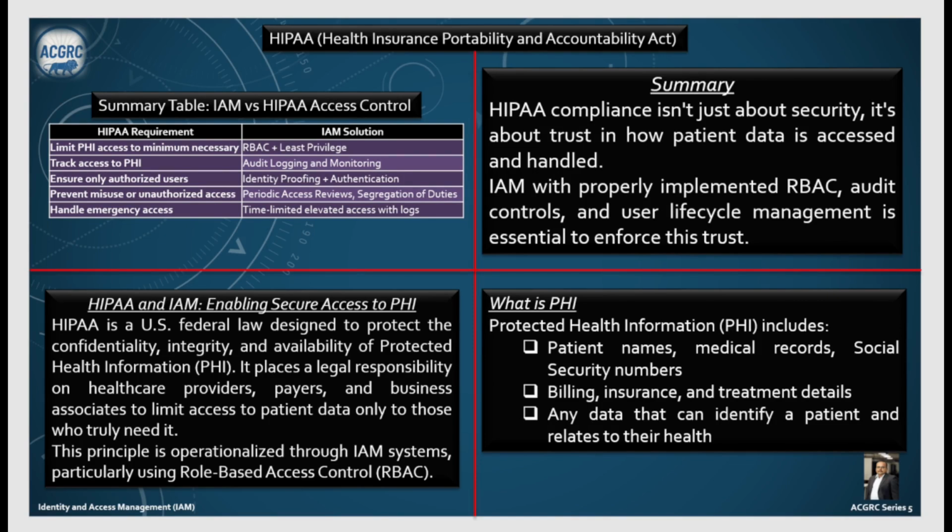In summary, when you compare IAM and HIPAA access control, from a HIPAA requirement perspective, you have to limit PHI access to the minimum. In an IAM solution, we have RBAC and least privilege. HIPAA requires tracking access to PHI. In IAM, we have audit logging and monitoring, which complements the HIPAA requirement. HIPAA requires ensuring that only authorized users have access. IAM is about identity proofing and authentication, which complements the requirement.